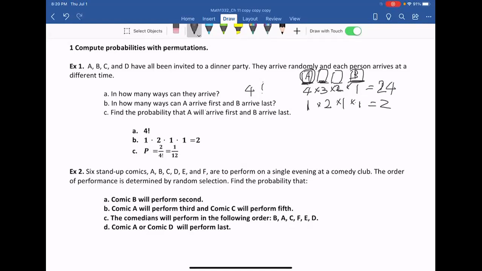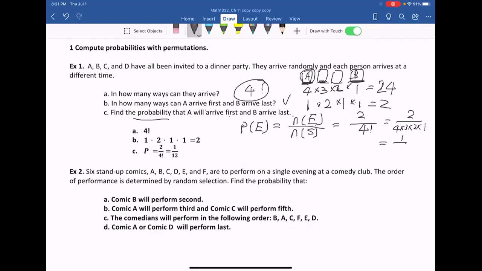Next one, question C. Find the probability that A arrives first and B arrives last. The probability of this event occurring equals n of E over n of S. n of E is the number of ways A arrives first and B arrives last, which we already found in part B. That is 2, over the sample space number, n of S, which equals 4 factorial. So 2 over 4 times 3 times 2 times 1 equals 1/12. Okay, let's move on.